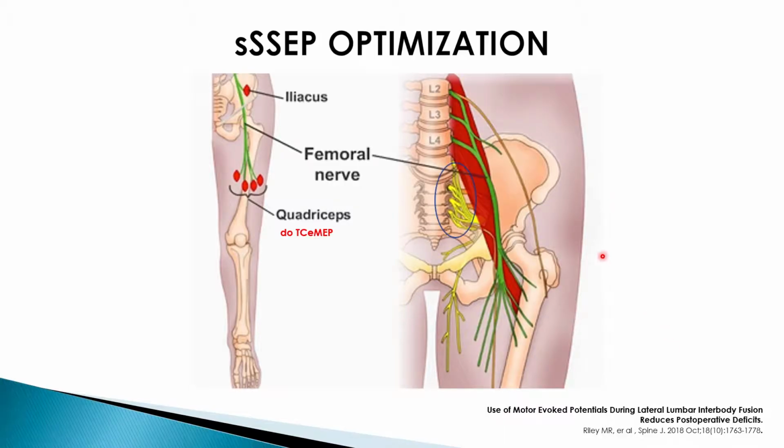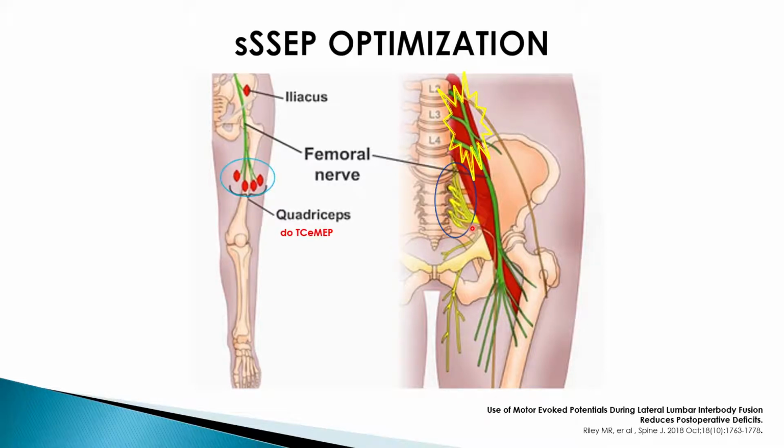In direct lateral cases, this psoas muscle needs to be retracted in order to gain exposure so they can do this interbody work on these discs. When they're retracting, there's a great risk to capture this femoral nerve and retract it and compress it, which is why saphenous nerve SSEPs are superior to doing posterior tibial nerve SSEPs during these types of cases.